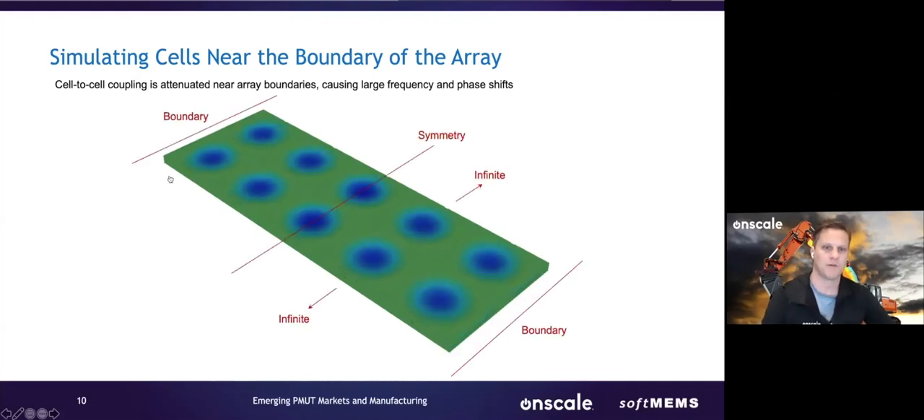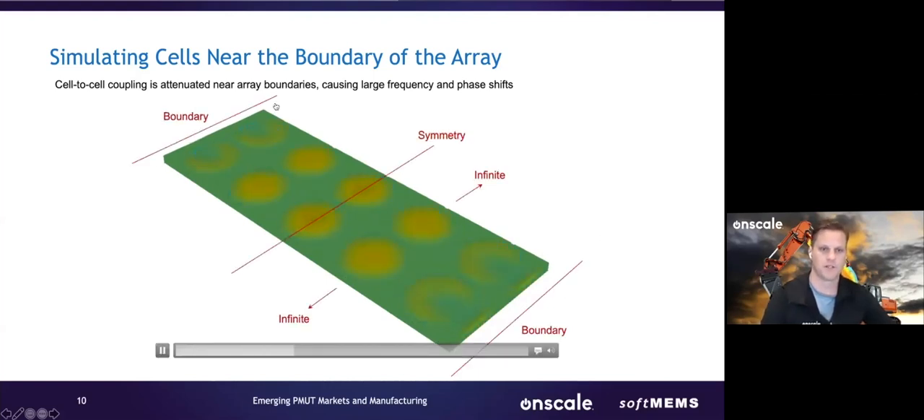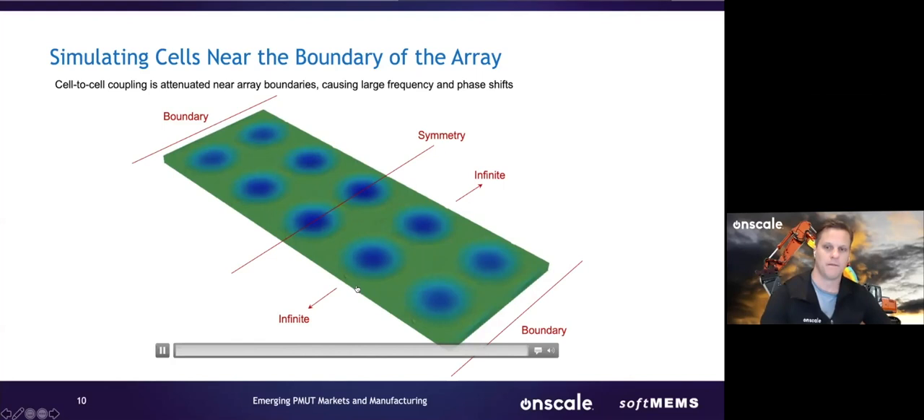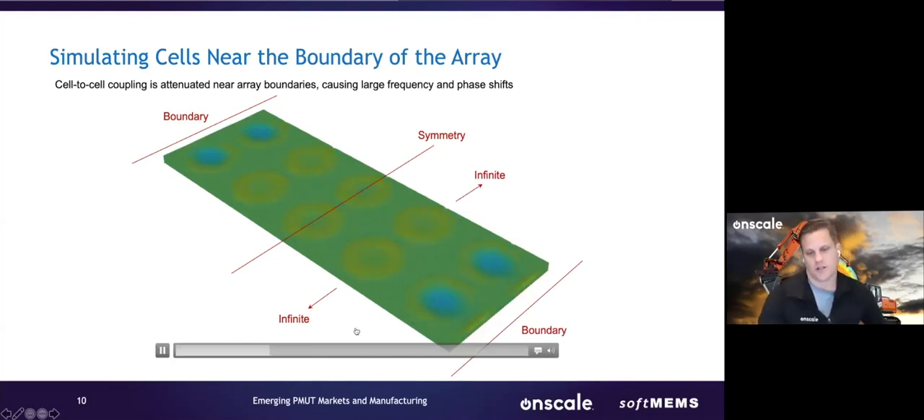So in this example, we've got a boundary that's representing the edge of our array. And then we have a symmetrical boundary condition and an infinite boundary condition in the, I'll call it the y-axis. So a boundary in the x-axis and infinite boundary condition in the y-axis. And you can actually start seeing how you're getting some of these edge effects as we get closer to that boundary.